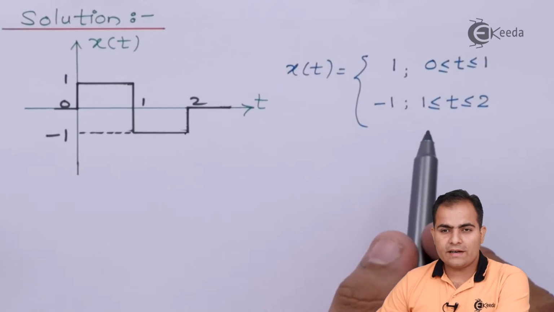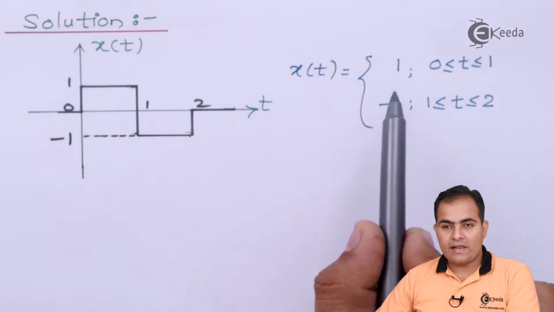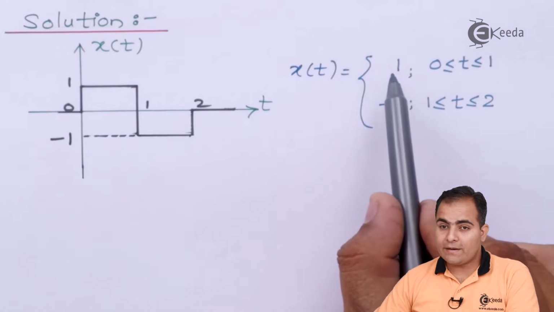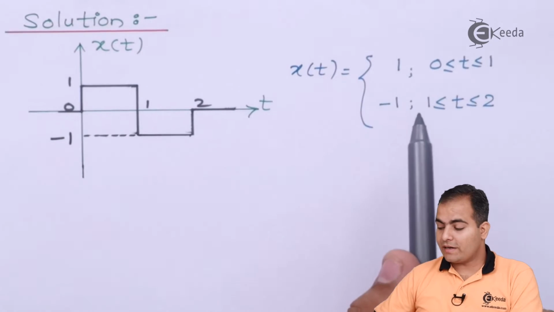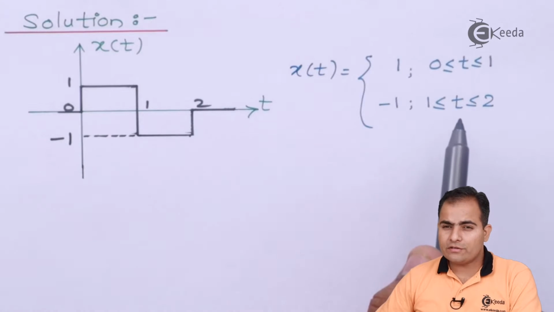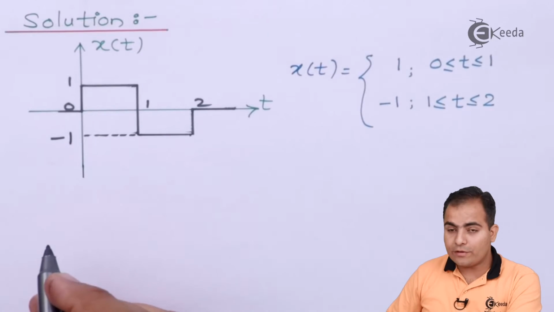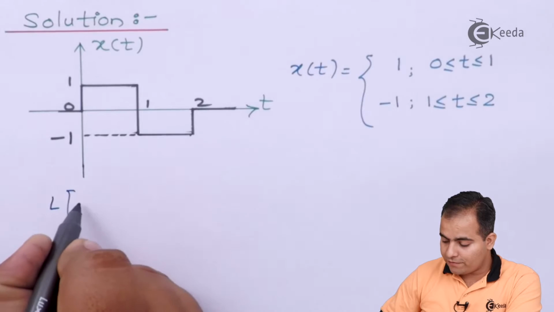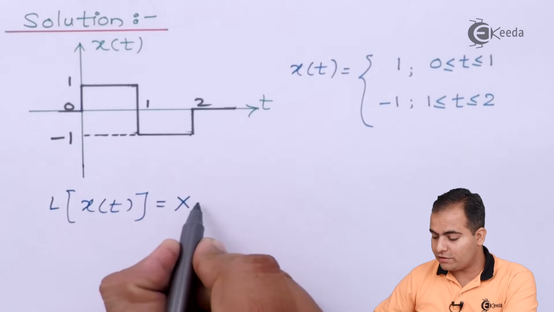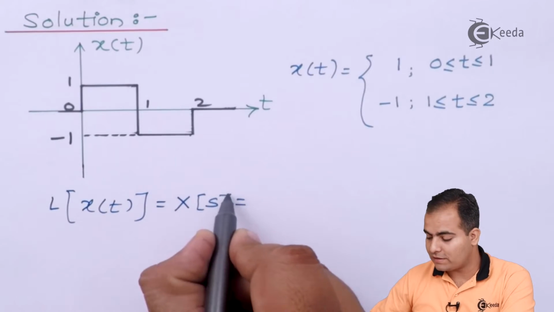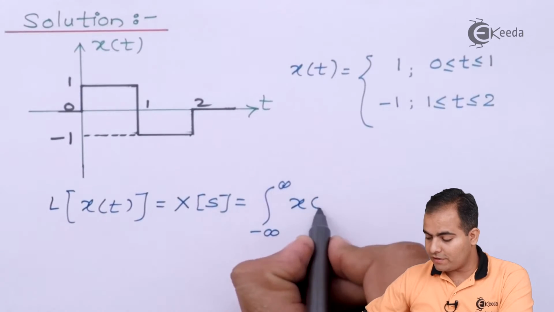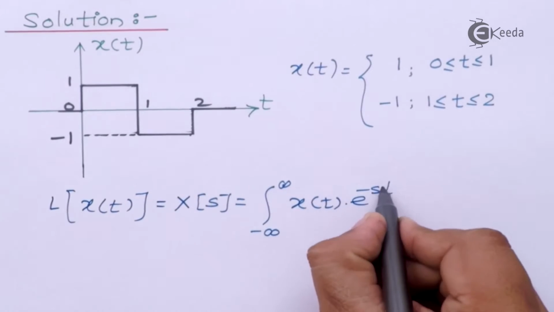Now, once you get this idea, I'm going to apply the Laplace transform. Much more important is that x of t has amplitude 1 between 0 to 1, whereas it has amplitude -1 between 1 to 2. So first of all, we will apply the definition of the Laplace transform. According to the definition, the Laplace transform of any time signal x of t is represented in the Laplace domain by X of s, and the definition is the integral from -infinity to infinity of x of t e to the power -st dt.